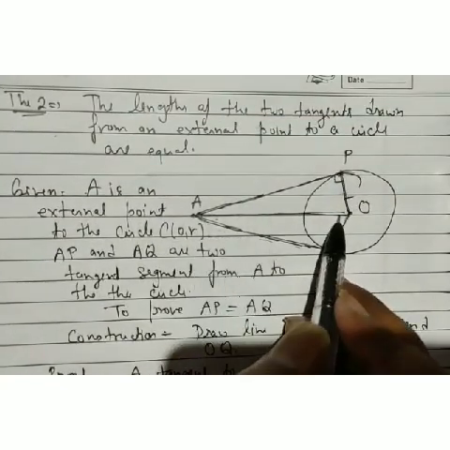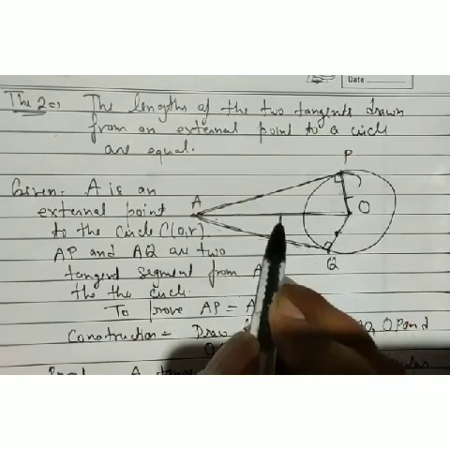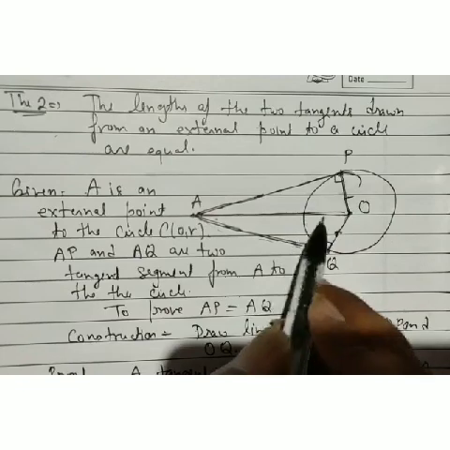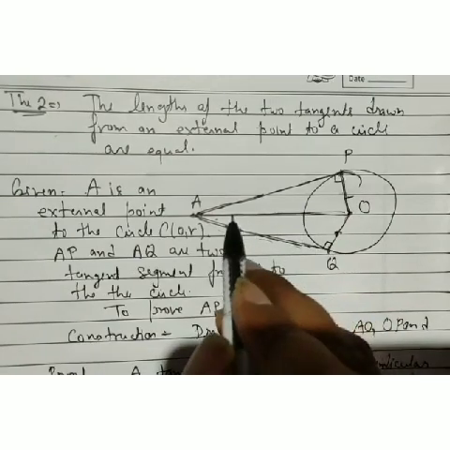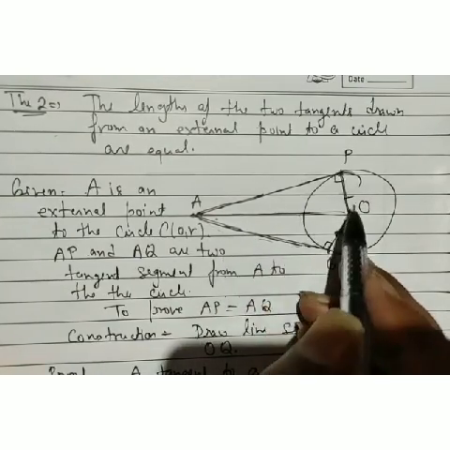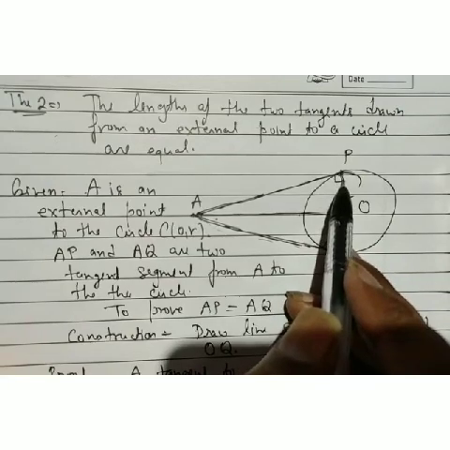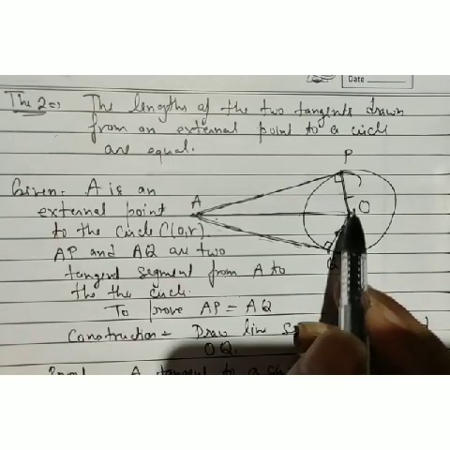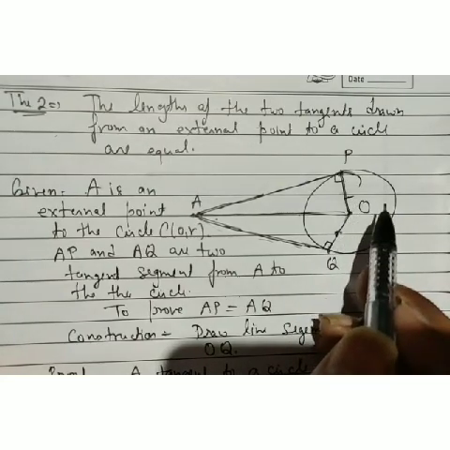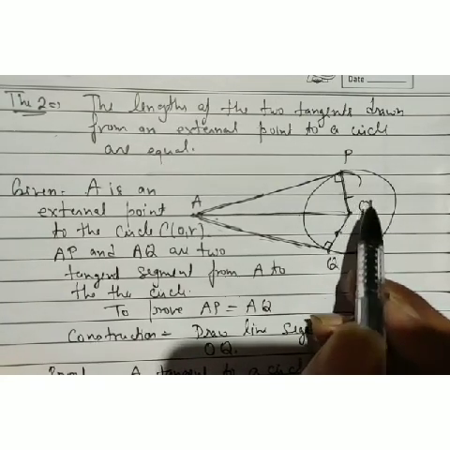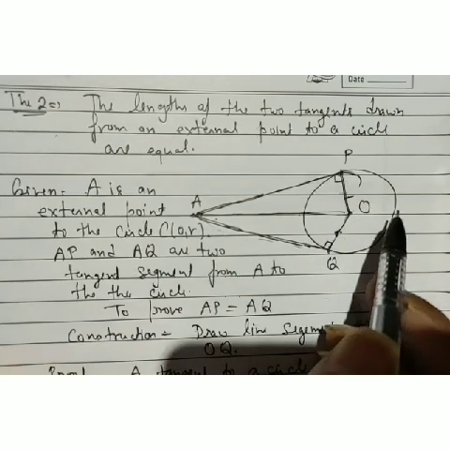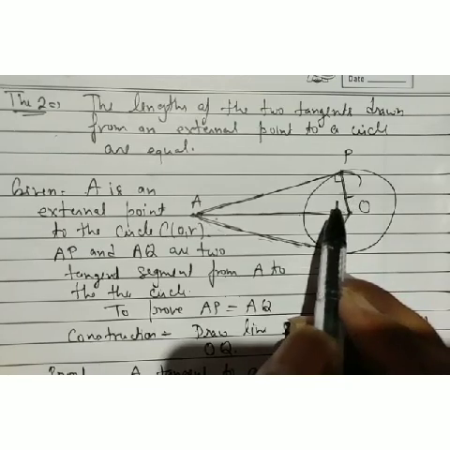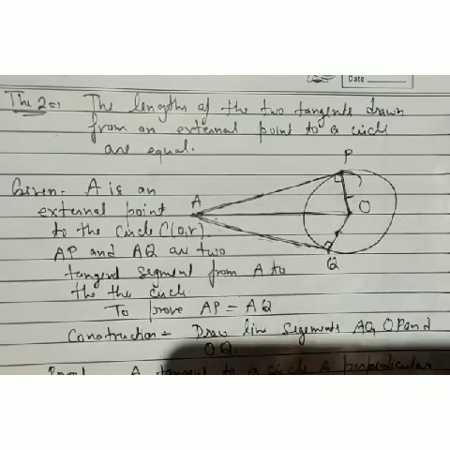Now OA is the side opposite the 90 degree angle, so it is the hypotenuse for both triangles. We have shown that the hypotenuses are equal, one angle is 90 degrees, and one of the legs is equal. Which congruency criterion can we apply? Yes, the RHS congruency criterion. Then we show that these triangles are congruent, and hence AP is equal to AQ.